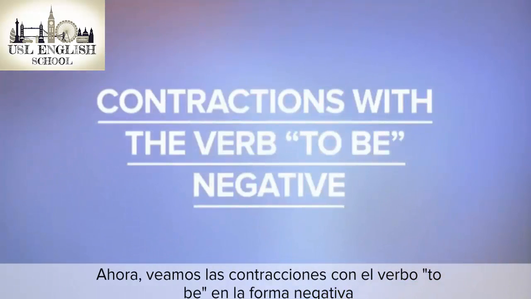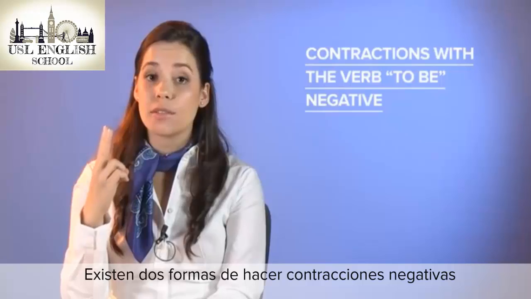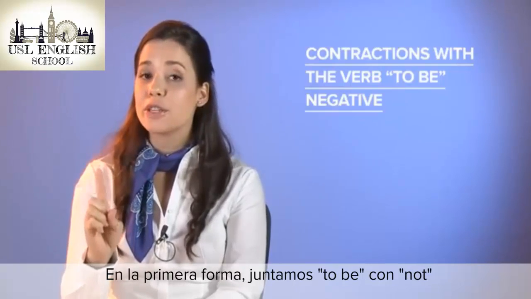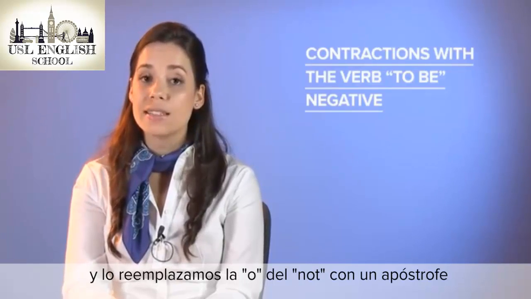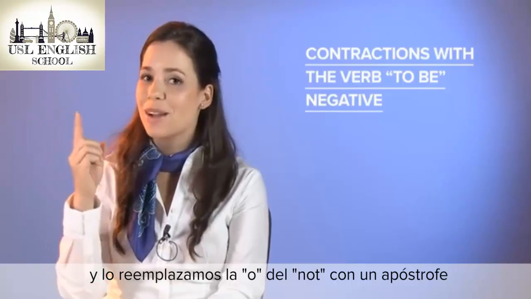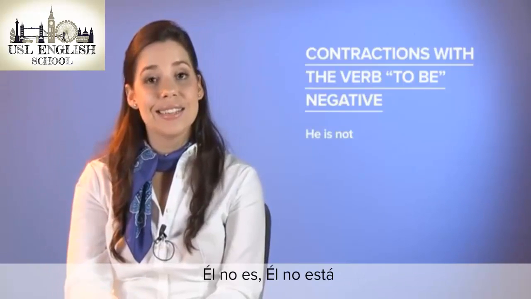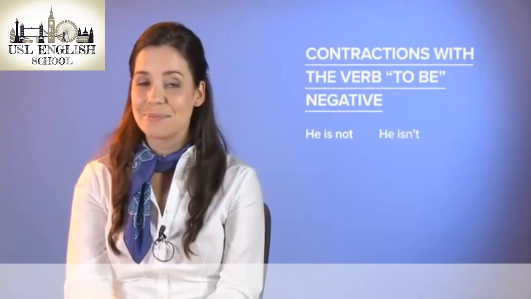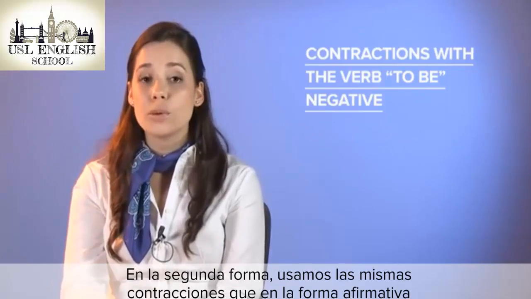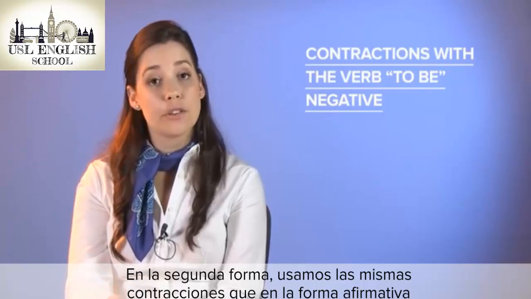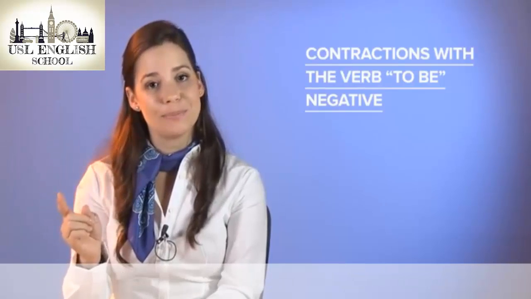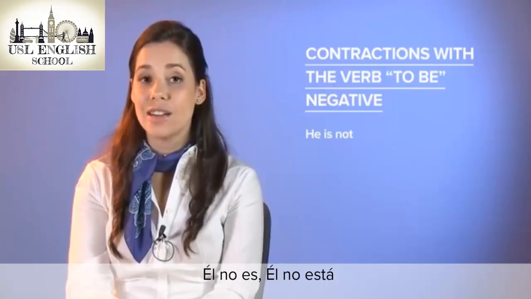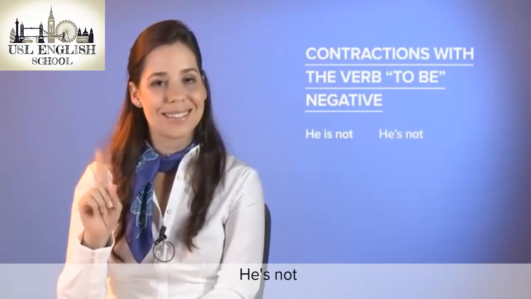Now, let's look at the contractions with the verb to be in the negative. There are two forms of the contraction in the negative. In the first form, we put together to be and not, and we replace the O of not with an apostrophe. He is not, he isn't. In the second form, we use the same contractions as in the affirmative, but we add the word not after the verb. He is not, he's not.